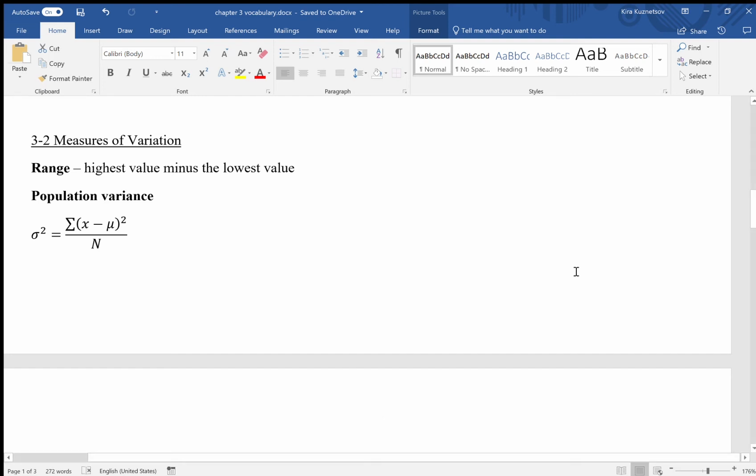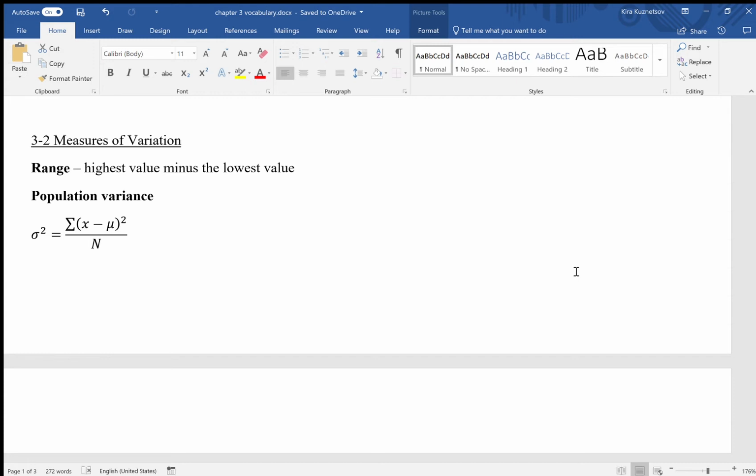This is a lecture on 3-2, measures of variation. We're going to start with the definitions. So 3-2 is a continuation of 3-1 because in 3-1 what we were measuring is the measures of central tendency. Where is the middle? The measures of variation is the measure of the spread.